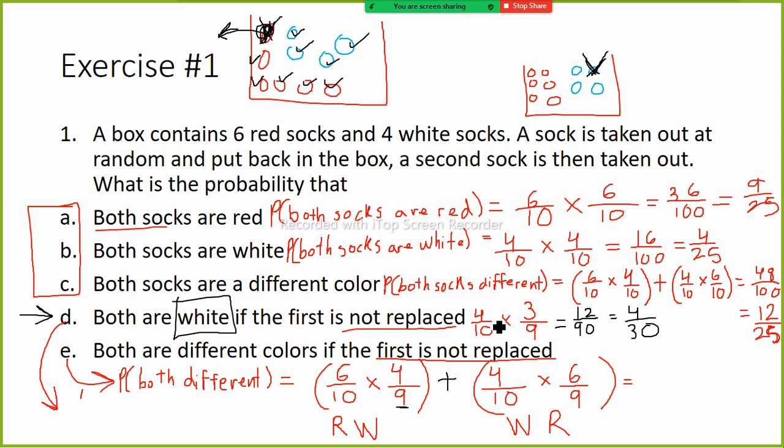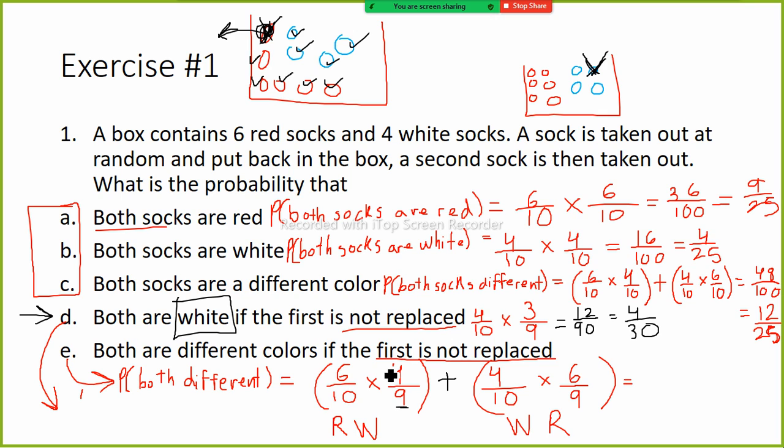No, I don't get it. Oh no, I get it. You take out... wait, you're saying that when you did white first, the white sock that you took out wasn't put back, so that's how come the denominator is 9. I understand it. 3 over 9.